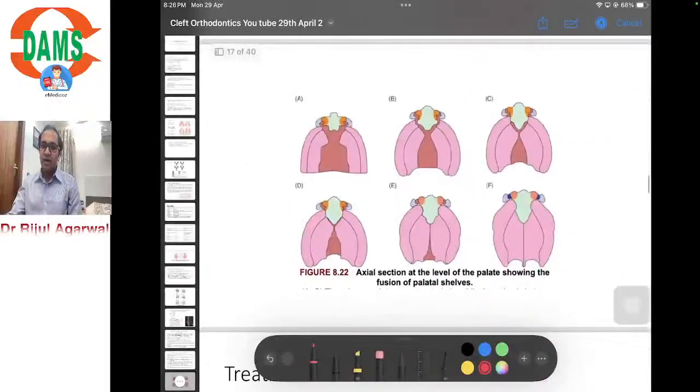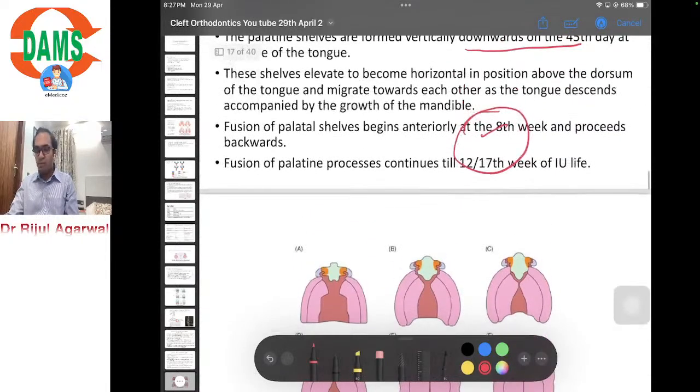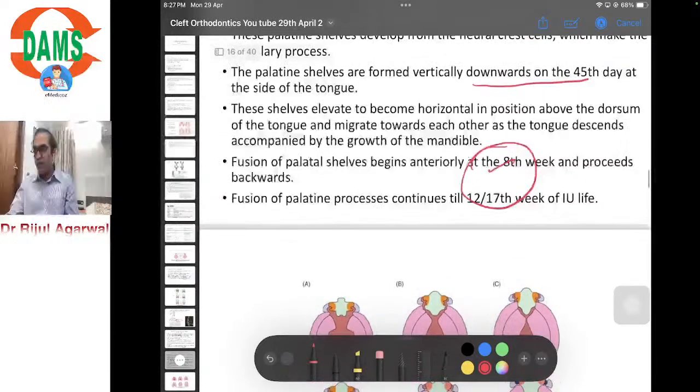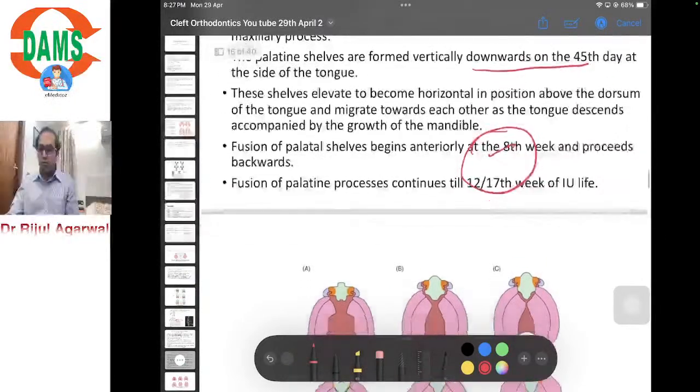This is the diagrammatic representation. If we look axially from below, this is how the fusion is occurring. That is, fusion occurs after the shelves become horizontal and starts from anterior to posterior, and we know this from Pierre Robin syndrome as well. That's why it's most common. If the tongue does not descend downwards, this fusion will not happen.